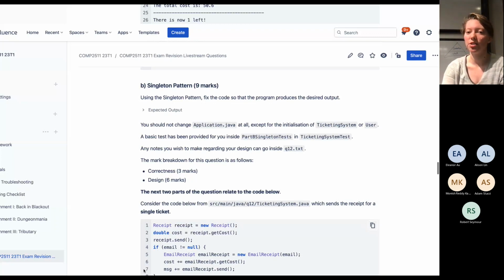The second part is we're missing some code in this line here. We don't want to create a new ticketing system any time we do the get instance. We want to return one that's already been stored if it's already created. So the first thing we need to do is create a private ticketing system so that we can store it, and then we can do equals null.